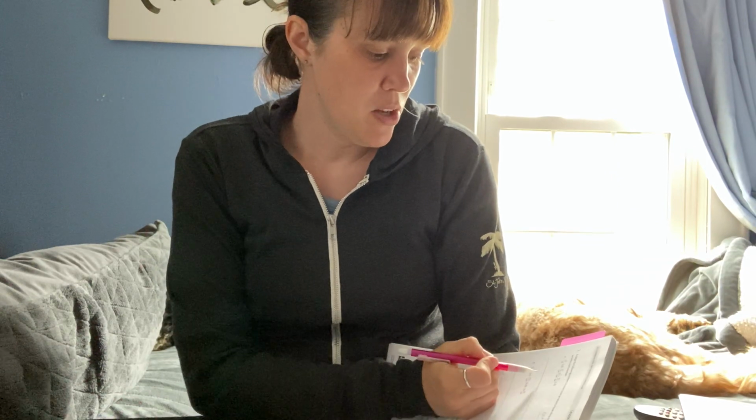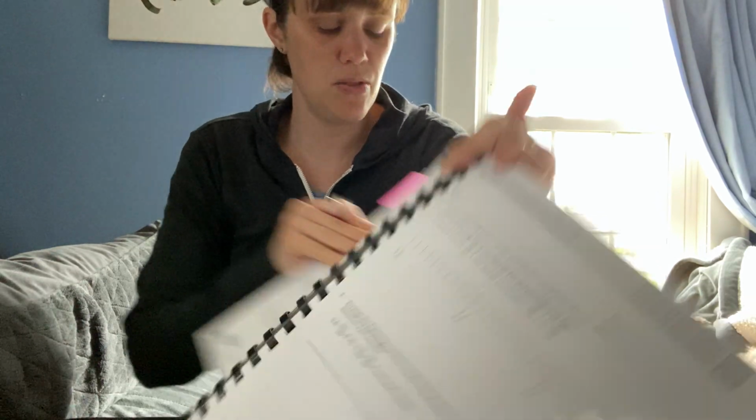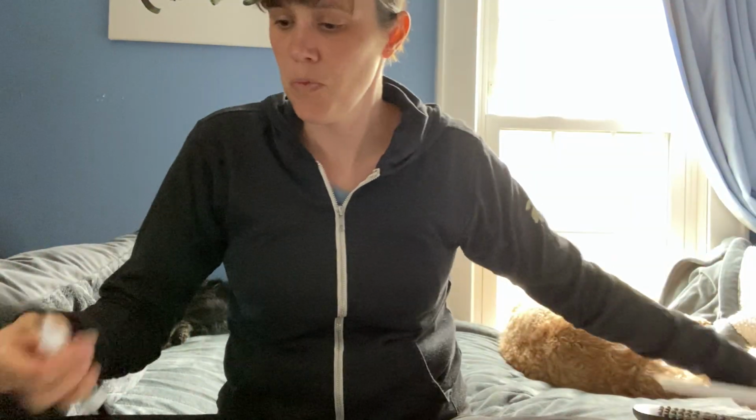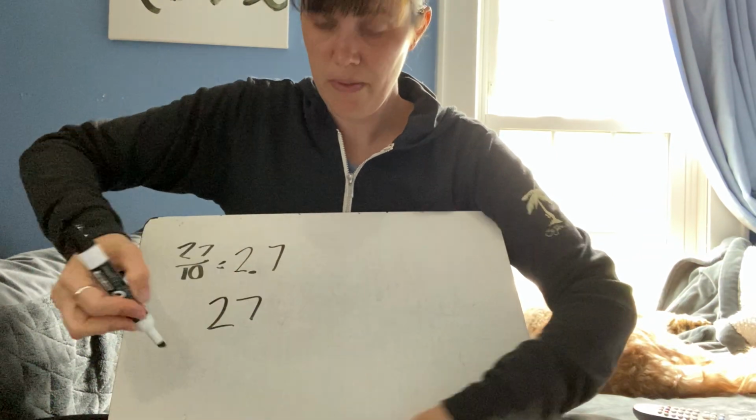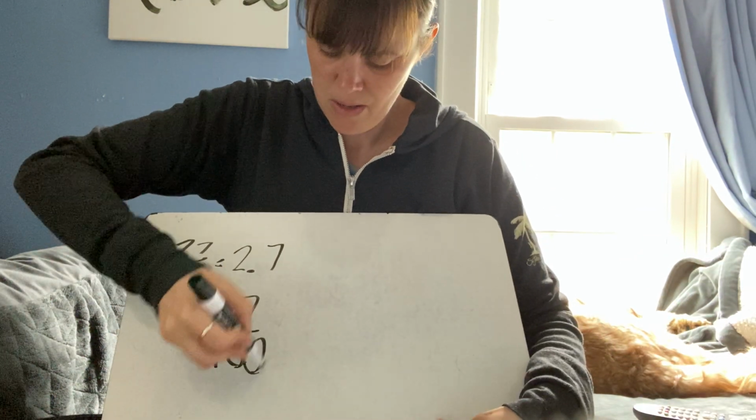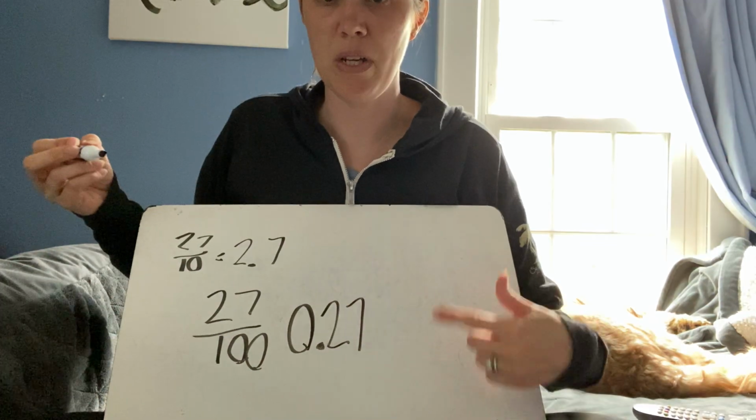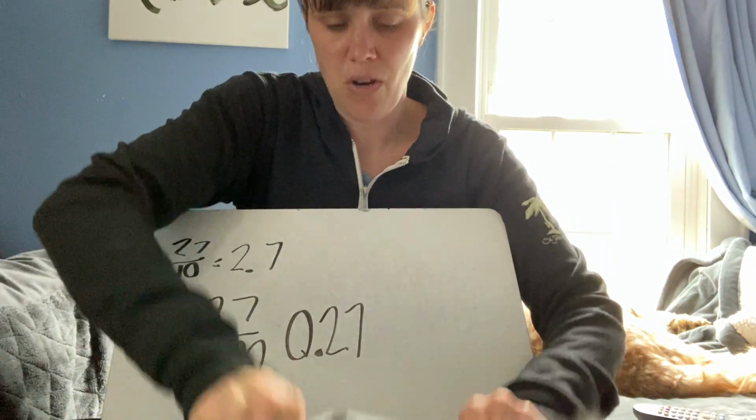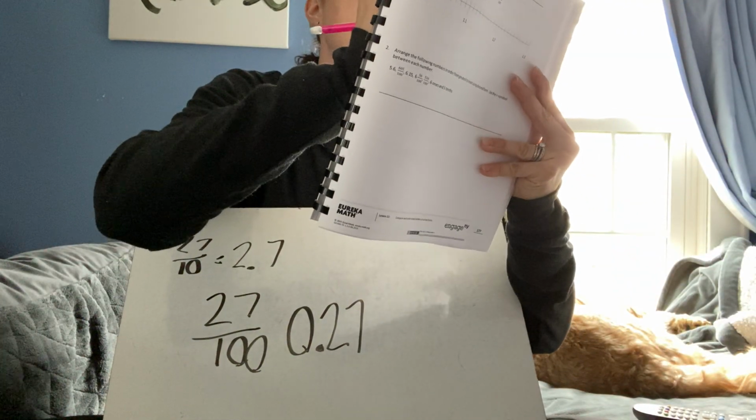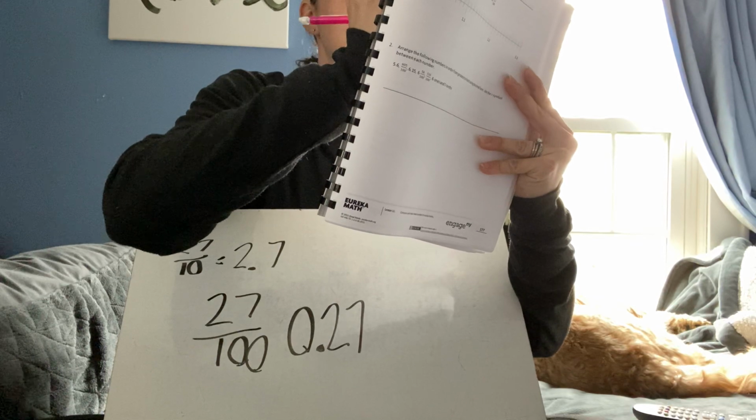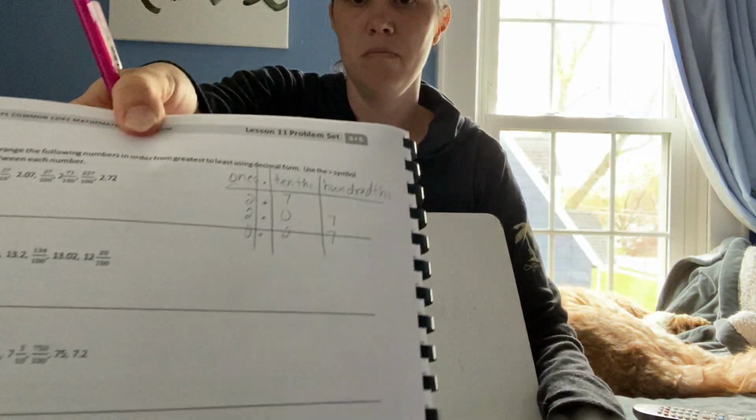Anyway, all right, 27 hundredths. So 27 hundredths means 0.27, 27 hundredths. So grab your chart again, and we're putting 0.27. Okay.